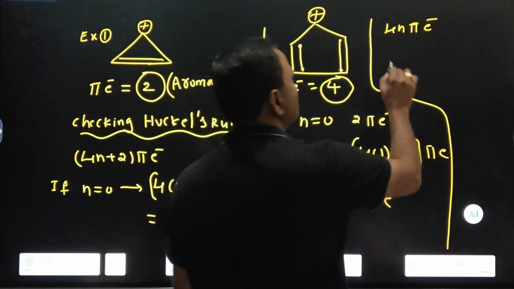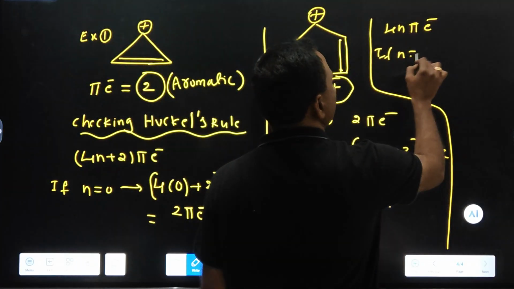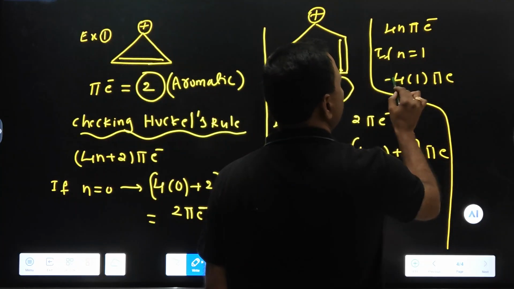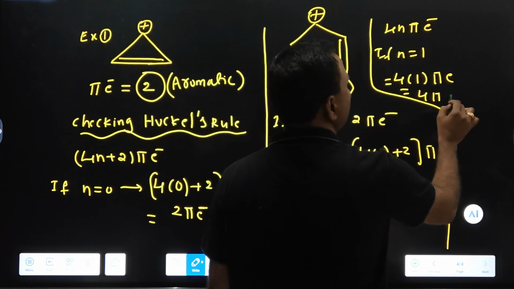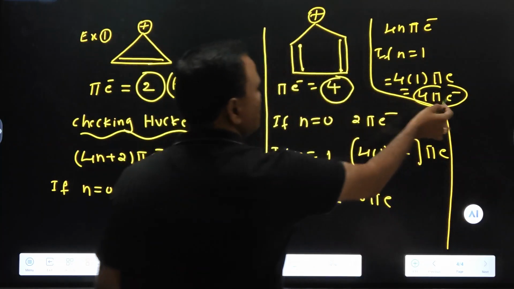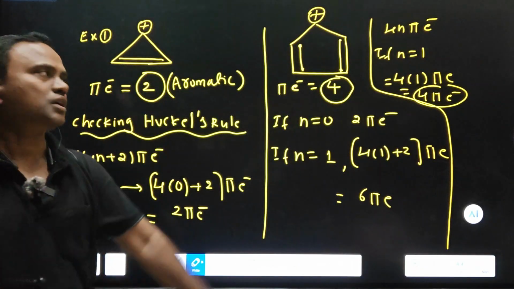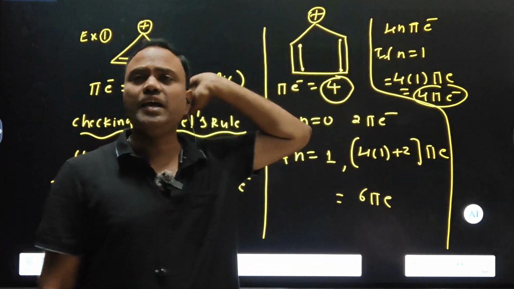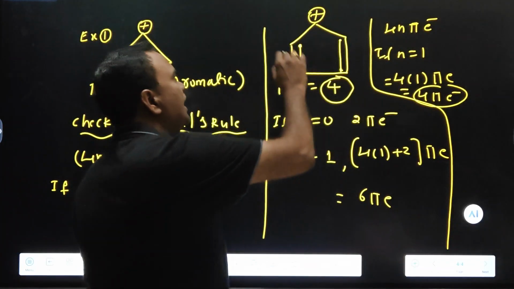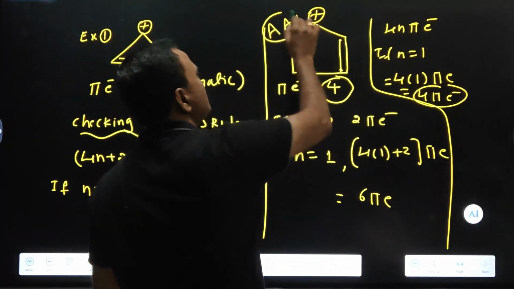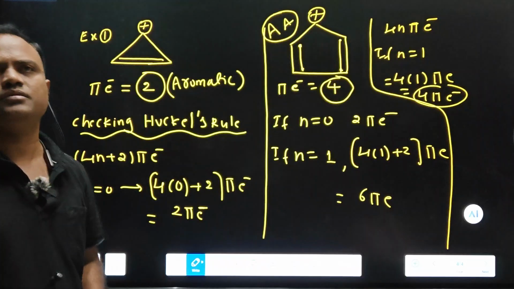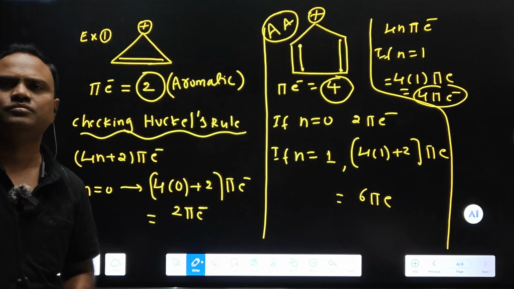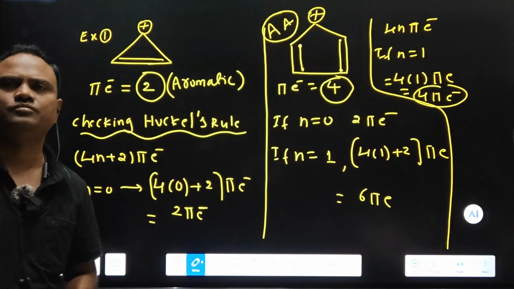Now substitute n is equal to 1. If n is equal to 1, then 4 into 1 pi electrons. How many? 4 pi electrons. Is the value matching or not? Here 4, here also 4. So this species is satisfying the anti-aromatic rule. So this is anti-aromatic. AA stands for anti-aromatic. Got it now, all of you? Online students.